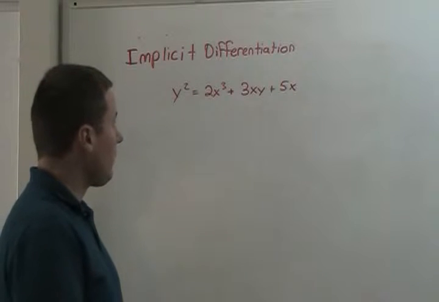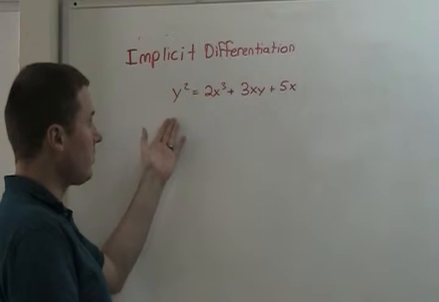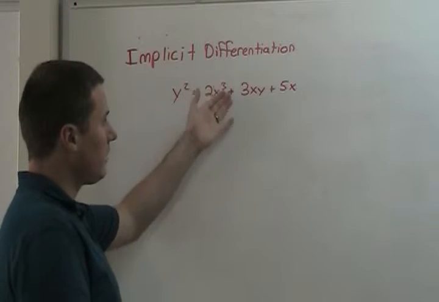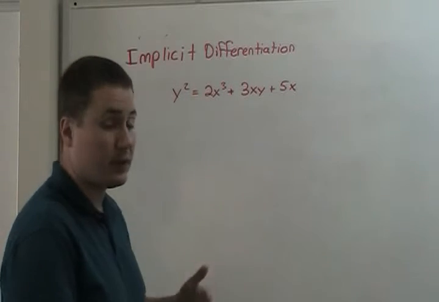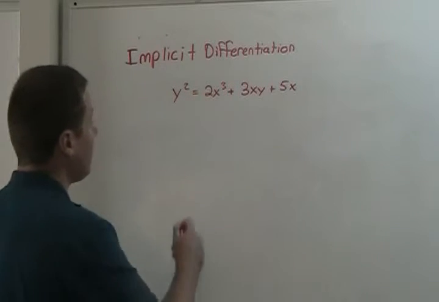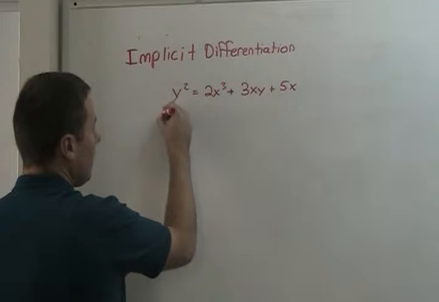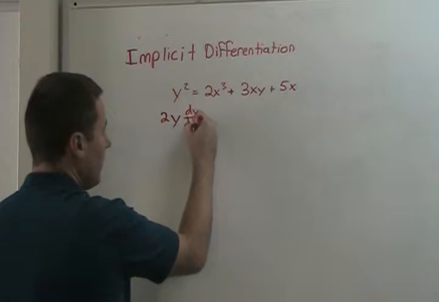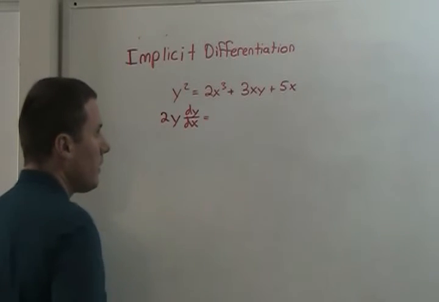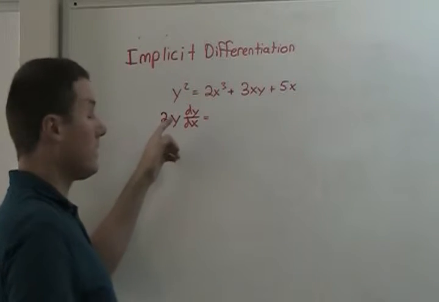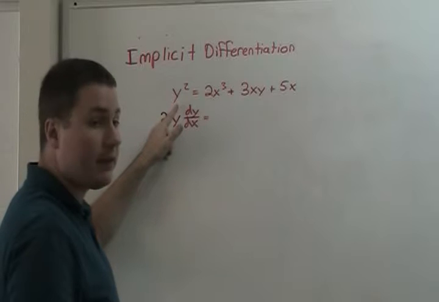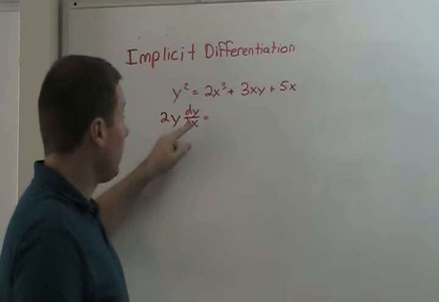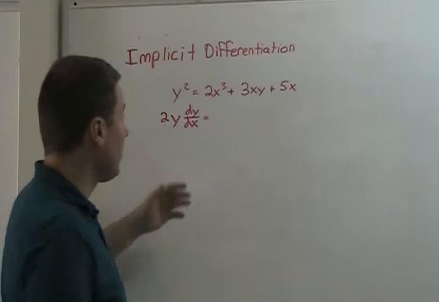So, without further ado, we have y squared equals 2x cubed plus 3xy plus 5x. And we're going to take the derivative implicitly. So the derivative of y squared is 2y dy dx. Alright? Now it's 2y dy dx because, as I said, the derivative of the inside function y is dy dx.